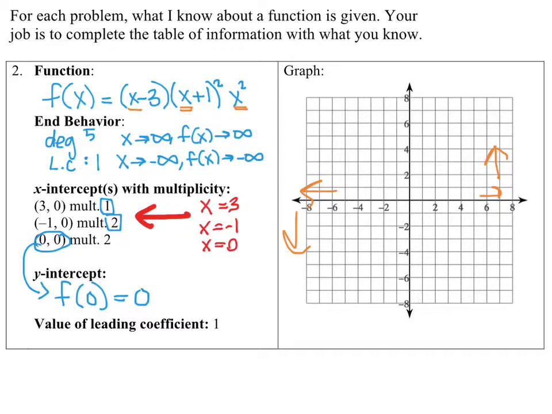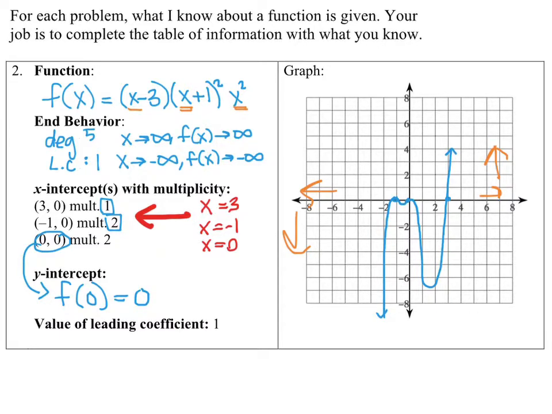I have my x-intercepts at 3, -1, and 0. My y-intercept is also at 0. So I'm going to come from the bottom. When I get to -1, I'm not going to cross through the x-axis. I'm just going to touch, change directions, come to 0, have a multiplicity of 2, so I have to change directions. Go down a little bit, come up, and that's what my graph more or less looks like.